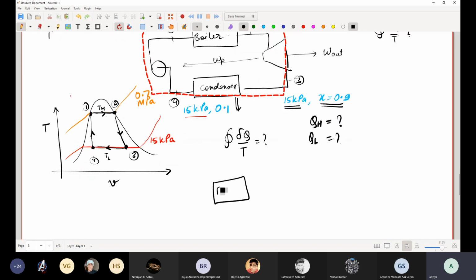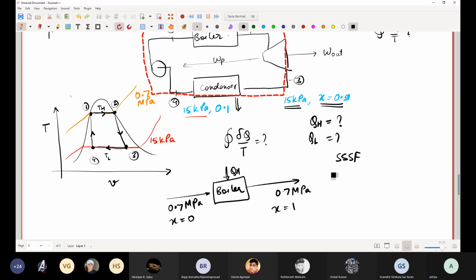Boiler. This is 0.7 megapascal, x equal to 0. This is 0.7 megapascal, x equal to 1. And QH. So if I write down the first law, steady state, steady flow for a boiler, mass conservation is trivial. So I can write 0 is equal to heat absorbed by system. So what is heat absorbed by system? Positive or negative? Positive.